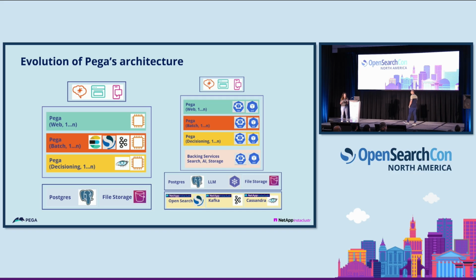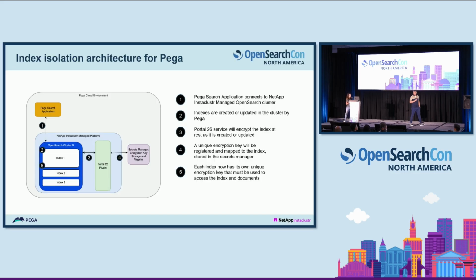And can you talk us through how specifically you implemented the search piece of this? Sure. So the NetApp Instaclustr solution provides us with two APIs. One is to provision the underlying clusters, and the other API is for the Pega application to interact with the Elasticsearch clusters. So Pega is responsible for creating and managing all the indexes inside these clusters.